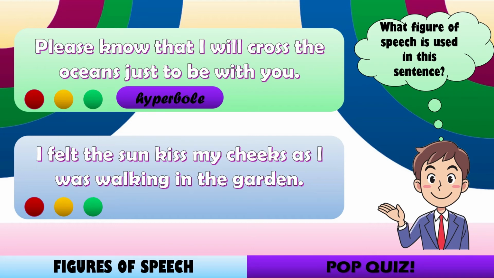Time is up. The answer is personification. Why is this an example of a personification? Because we are adding characteristics of a person, such as kissing, to an inanimate object, which is the sun. Again, this is not to be taken literally, because if it's going to be taken too literally, it means that we're going to actually burn if the sun would kiss us. This would only mean that the person was able to feel the rays of the sunlight, the warmth of the sun. Let's have another example.